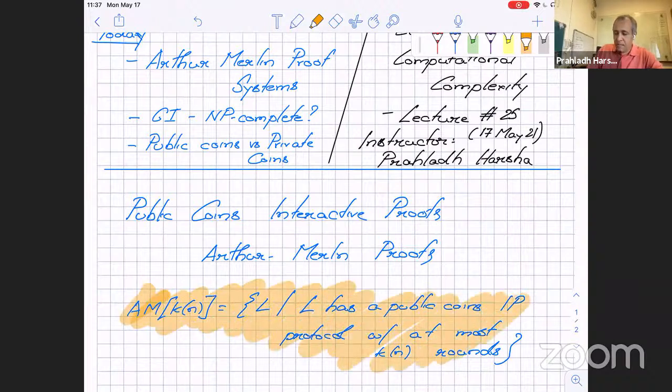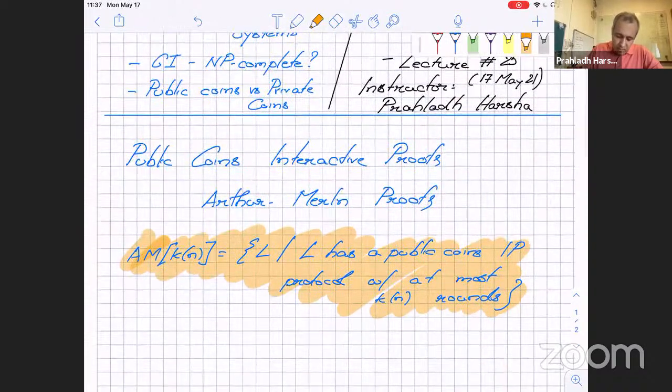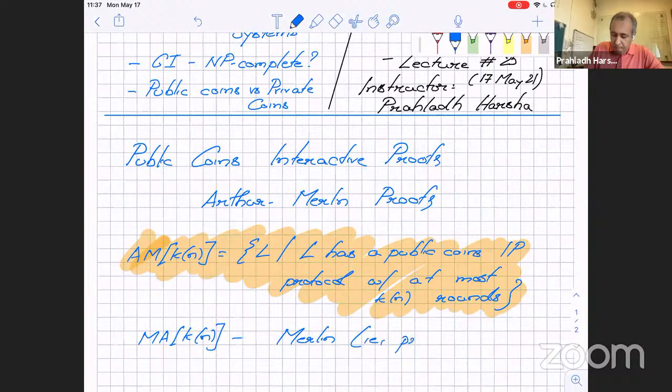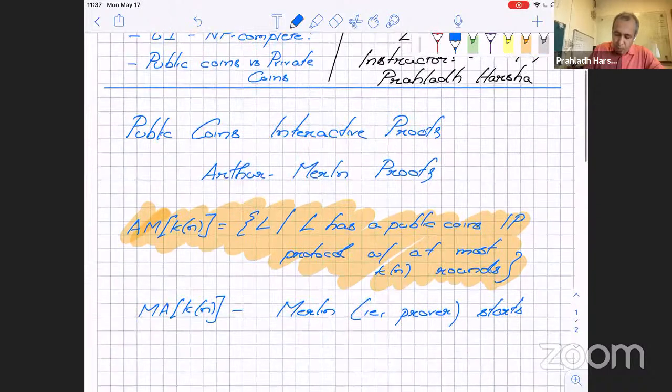And sometimes, to be a bit pedantic, I might use AM[k(n)], and we might also use MA[k(n)] if Merlin, that is the prover, starts the protocol. So if the prover starts, I'll call it Merlin-Arthur. If the verifier starts, I'll call it Arthur-Merlin.